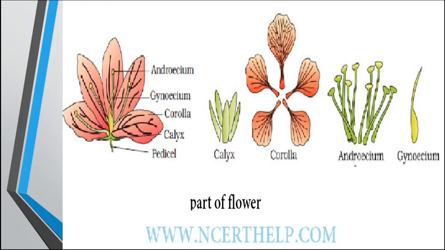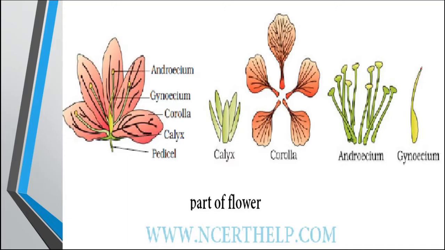Now the third whorl is known as androecium, the male reproductive structure. It has three parts. The upper one is known as the anther. This long tubular structure is the filament, and where they are connecting, it is known as the connective. So this is androecium. Now gynoecium is the female reproductive structure, having three main parts: the ovary, the swollen lowermost part, then the long tube-like structure, that is the style, and the structure above, known as the stigma, which is the receiving part for the pollen grains.